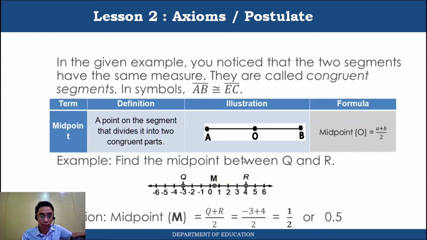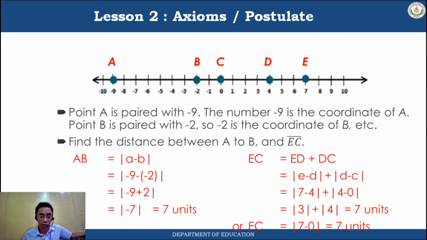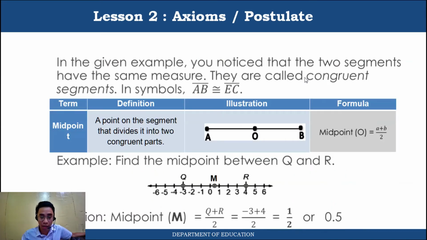Okay? In the given example, you notice that the two segments have the same measure, they are called congruent segments. So, kapag equal yung distance ng dalawang line segments, they are equal segments. Kung makikita nyo kanina, 7 units yung A to B and 7 units yung C to E. So, tinatawag silang congruent segments. So, maglalagay ka ng equals, tapos parang may konting wave dito. So, tawag doon ay they are congruent with each other. So, ano ibig sabihin nun?